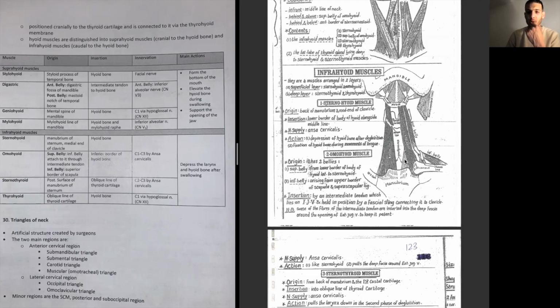So sternothyroid is from the sternum. The origin is from the posterior surface of the manubrium of the sternum here, to the oblique line of the thyroid cartilage. Thyroid cartilage is part of the larynx. C2-3 by the ansa cervicalis is the innervation, and they depress also the larynx and hyoid bone after swallowing.